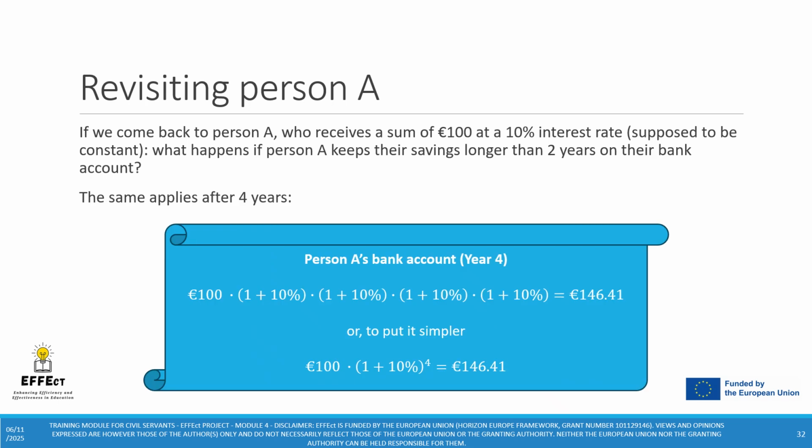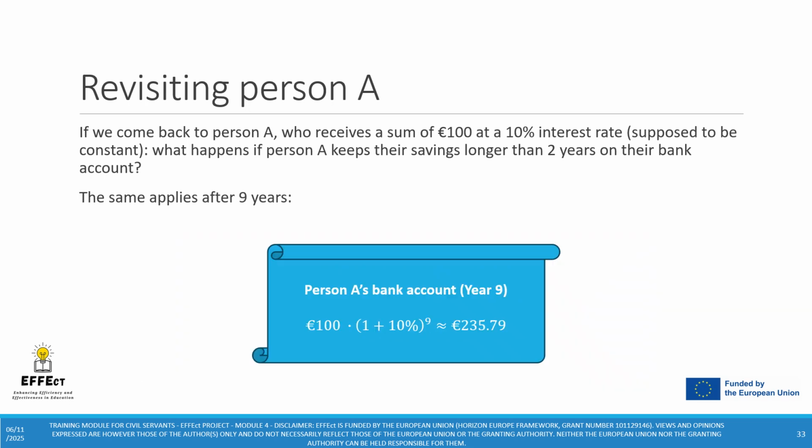After 4 years, we have the initial €100 times 1 plus 10% times 1 plus 10% times 1 plus 10% times 1 plus 10%, which then yields approximately €146. Or to put it simpler, we can also write it as €100 times (1 plus 10%) to the power of 4, which leads to exactly the same result. After 9 years, we will therefore have the initial €100 times (1 plus 10%) to the power of 9, which then yields an approximate amount of €236.